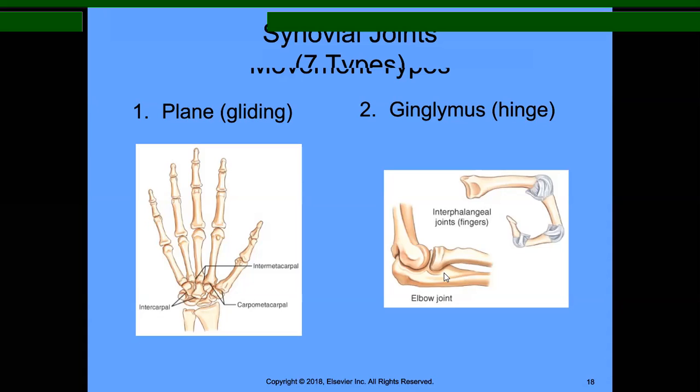If we look at our fingers, our digits, we can open and close our hand, right? This is called a ginglymus movement or a hinge, kind of like your elbow. If you flex your elbow and extend your elbow like a door, right? A hinge on a door. So we call these ginglymus movement.